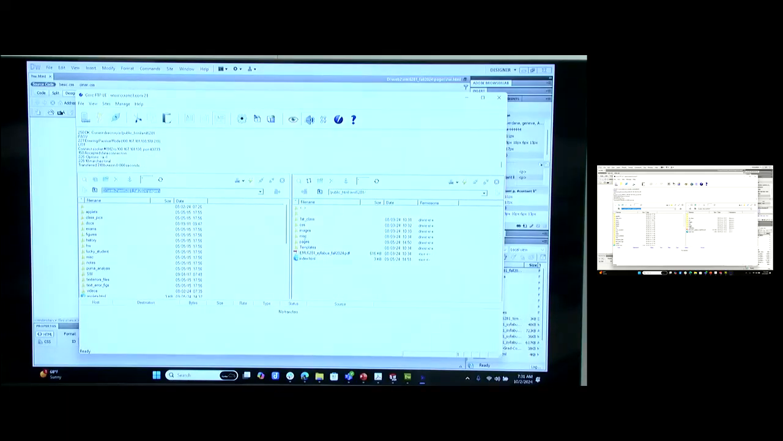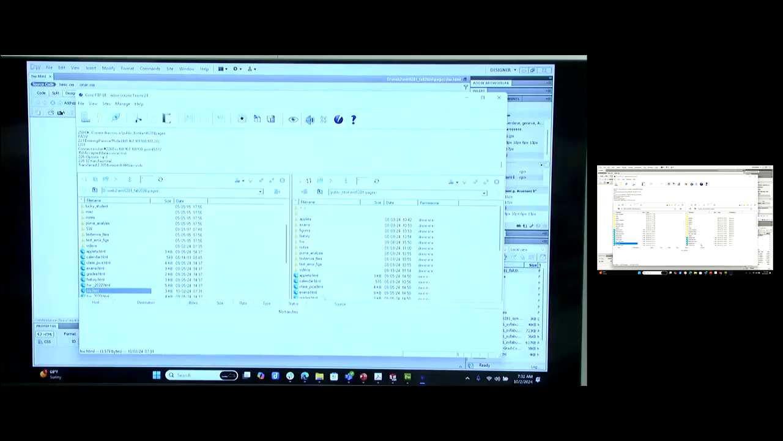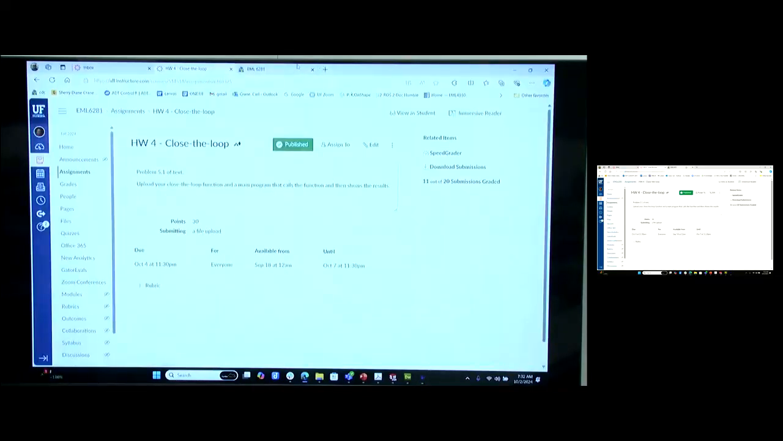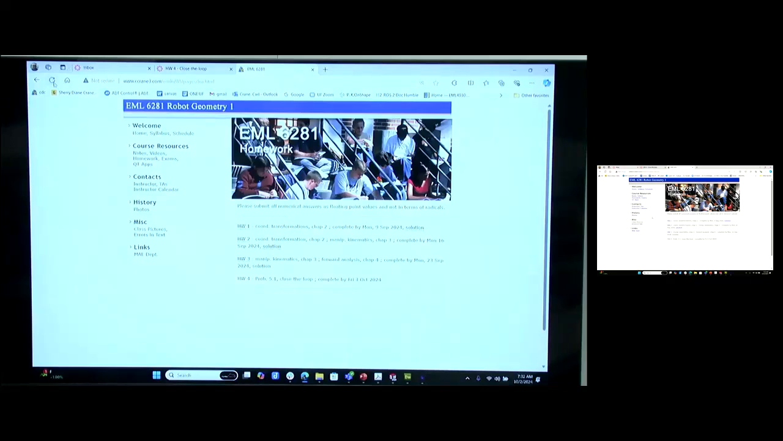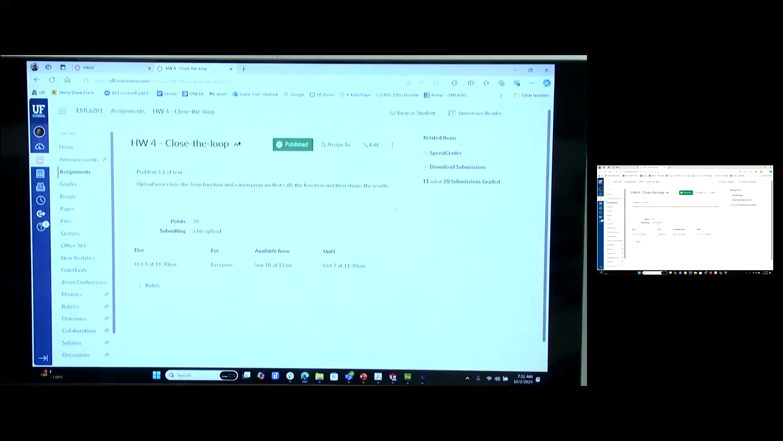EML6281, and then we're going to go down to pages and homework. And let's see if it updated. So we're going to go back to our assignments, hit update. Yay. So I'm going to pretend that never happened, but yeah, it was my mistake. So we'll make that for Friday because there's no need to rush that for today.